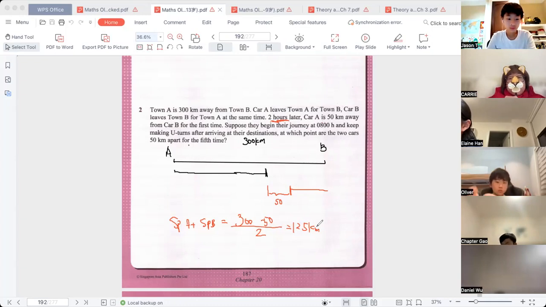Correct? 这个是不是很简单呀？对不对？Okay, so suppose they begin their journey at 8 o'clock and make U-turns after arriving at the destination. At which point are the two cars 50 kilometers apart for the fifth time? 好了，我来问大家一下，我们不看 car B 好不好？我们只看 car A. We only see car A.